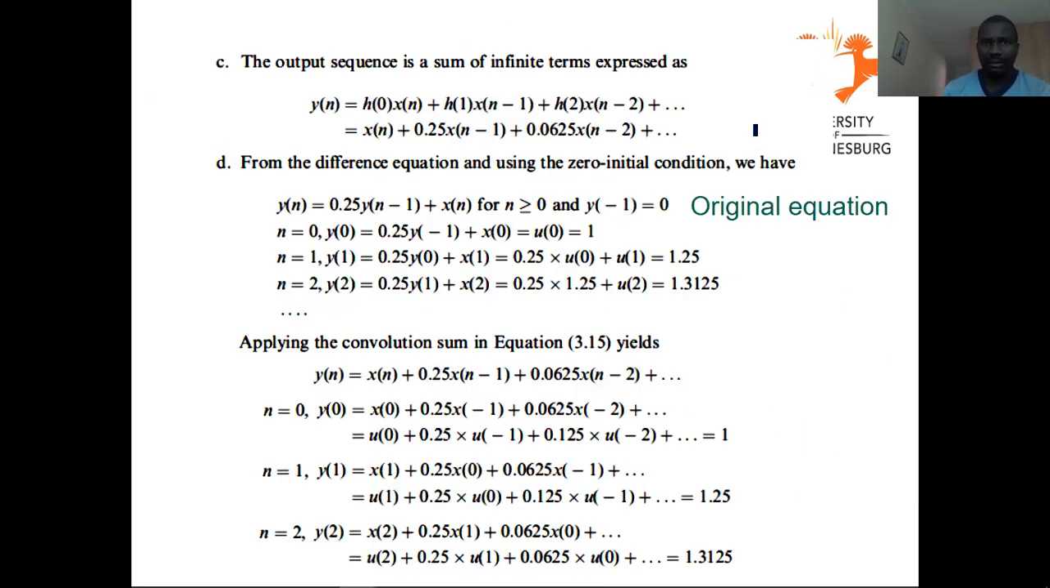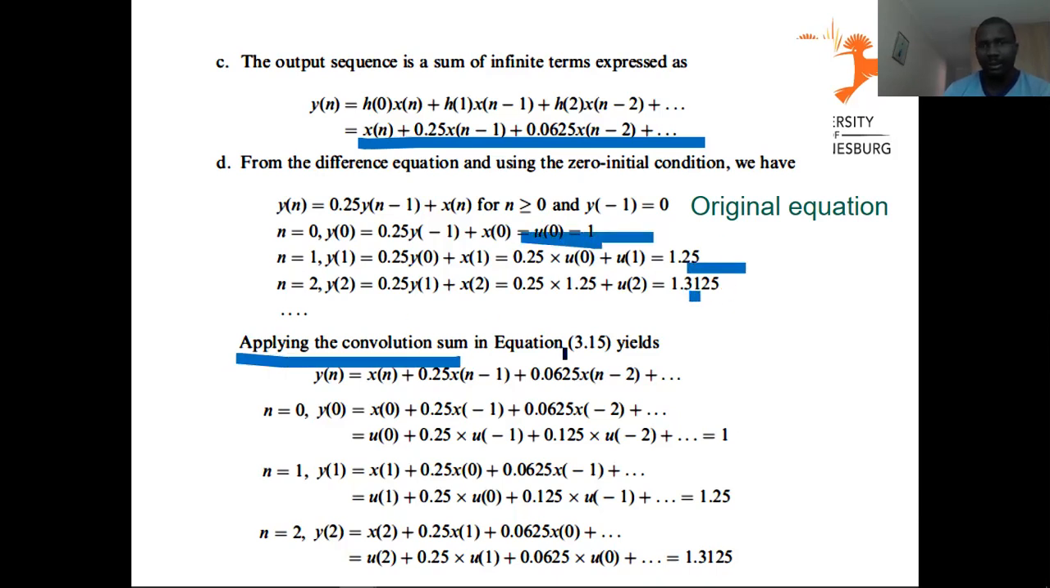Okay, so now we apply that onto the formula, and then our formula will be that. Now, if we have to evaluate the values of y0, y1, y2, we have to substitute the values of n, and these are the values which we will find out. And you can use the convolution method to do the same, right?